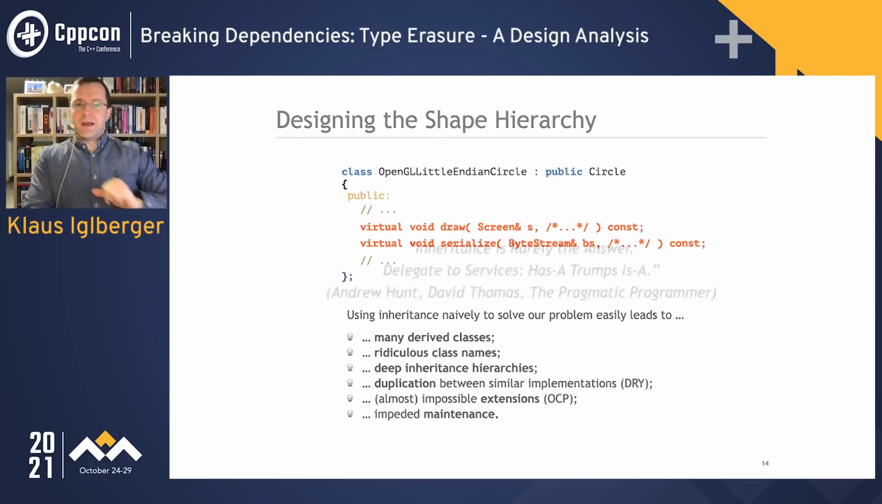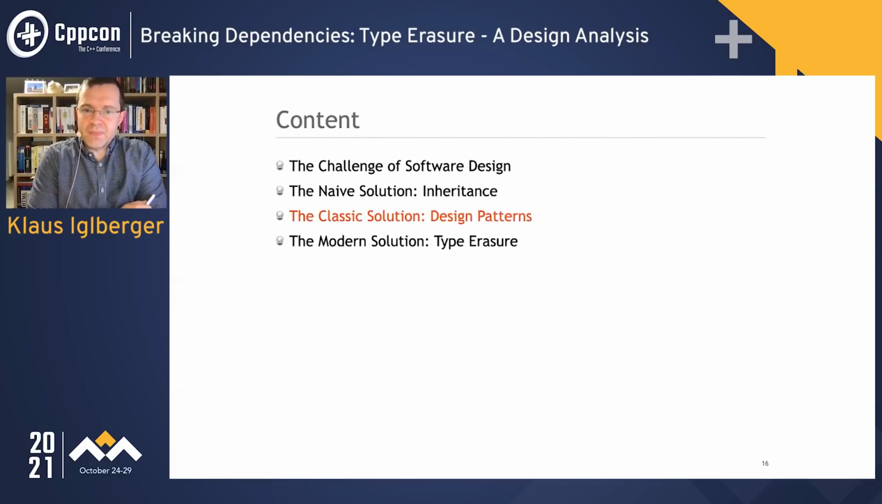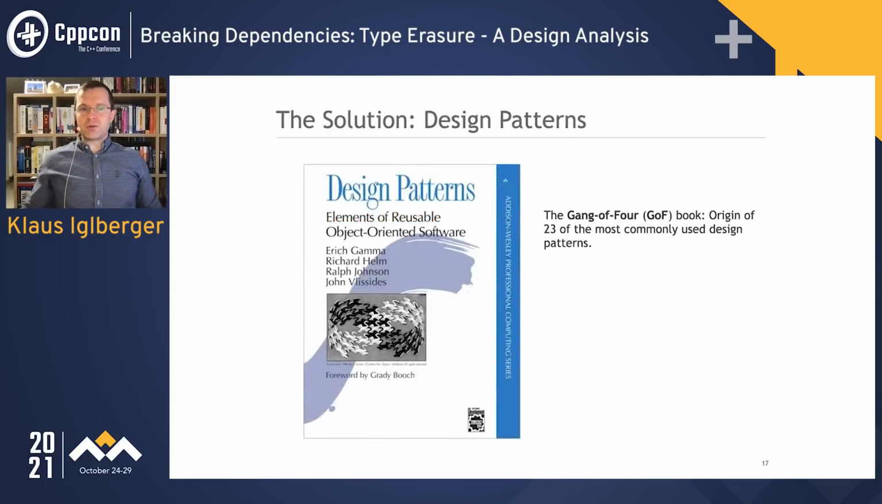Well, as the Pragmatic Programmers said, inheritance is rarely the answer. Delegate to services: has-a trumps is-a. And that's exactly the attitude of our next approach. Let's move towards design patterns. Let's actually use the solutions that we have traditionally used for many, many years, if not decades. And of course, I'm now reaching for this book, Design Patterns: Elements of Reusable Object-Oriented Software, the so-called Gang of Four book, short GoF book.